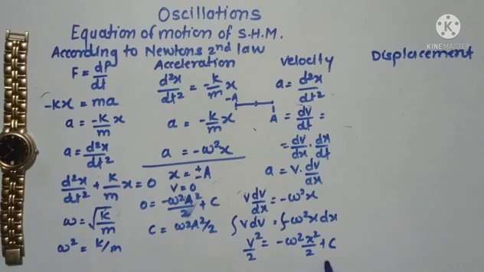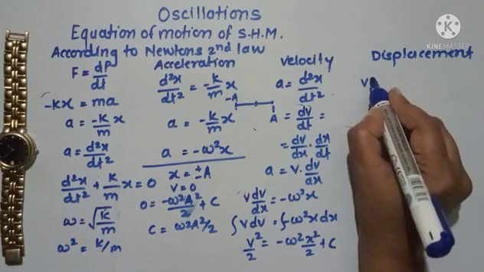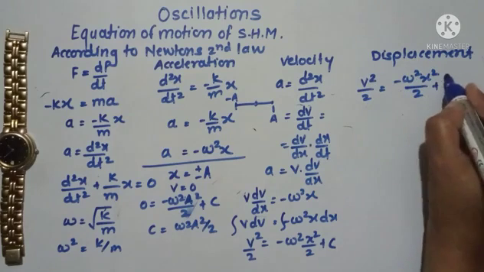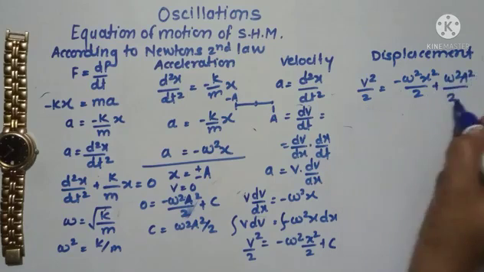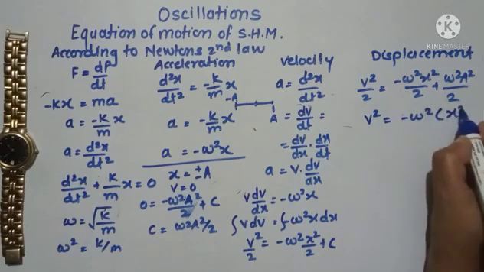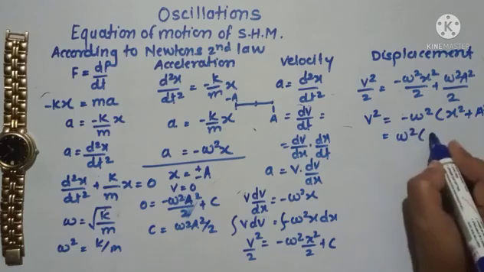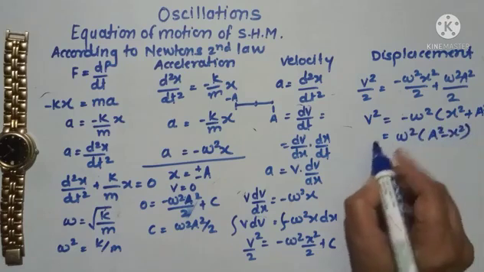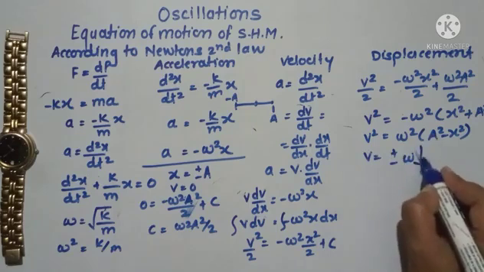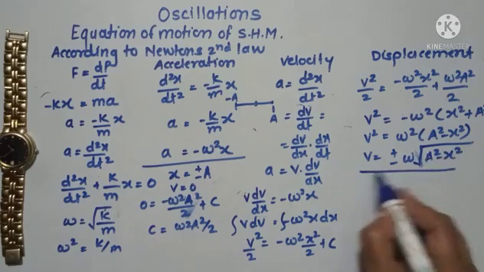If I put this value of c in this equation, I am going to get v square upon 2 is equal to minus omega square x square upon 2 plus omega square a square upon 2. So this 2 will get cancelled, and what we are left with is v square is equal to minus omega square x square plus omega square a square, or we can write omega square into (a square minus x square). So if I take the value of v, v will be plus minus omega square root of a square minus x square. So this will be the value of v.